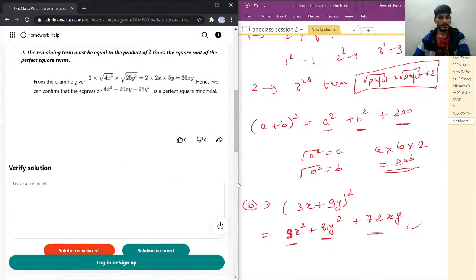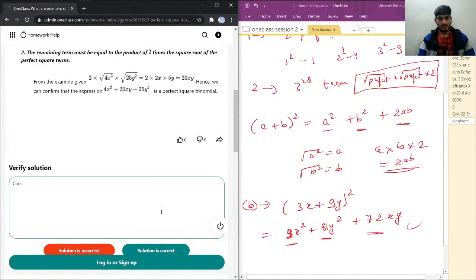That from the expression is a perfect trinomial or square trinomial. So again here also the solution given here is correct. Good job.